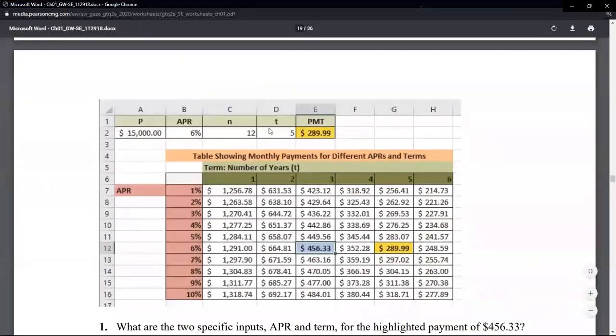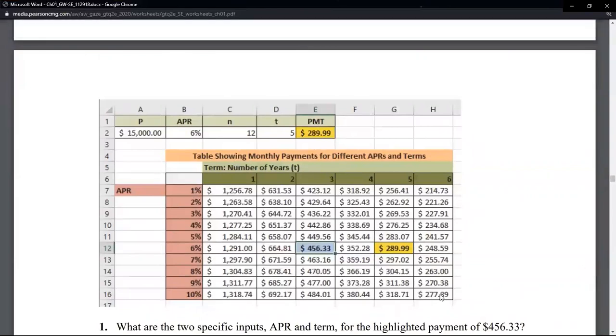Instead of just that one scenario with 4 values, let's go through a different series of APRs and a different series of amounts of time. And let's see what our payment would be if we took a 1-year 1% loan. It turns out it would be $1,256 and some change. What if I took a 6-year 10% loan? It turns out you're paying monthly $277.89. Again, monthly. This isn't your total payment. This is your monthly payment.